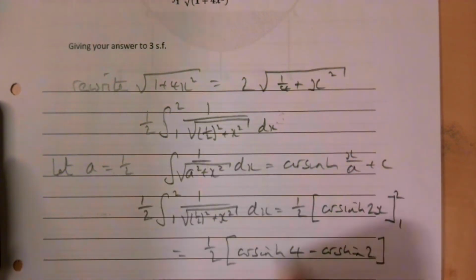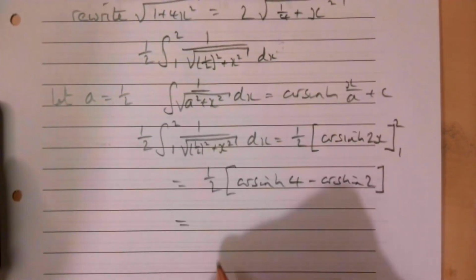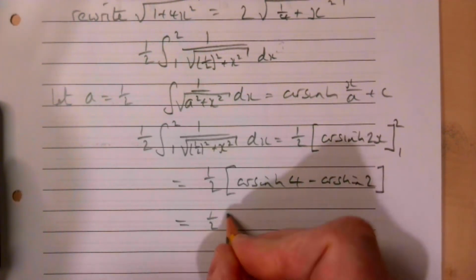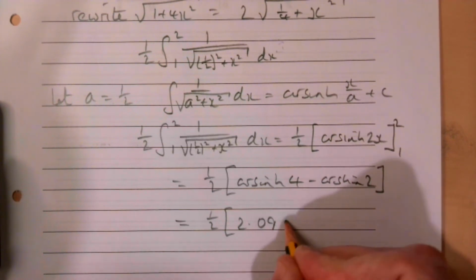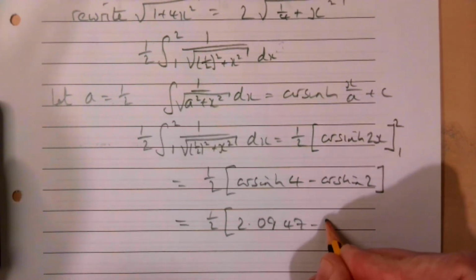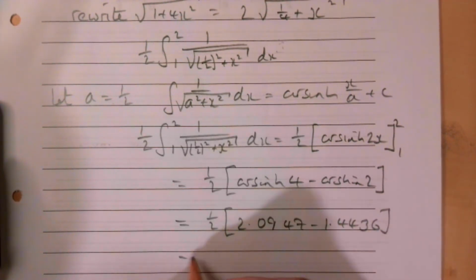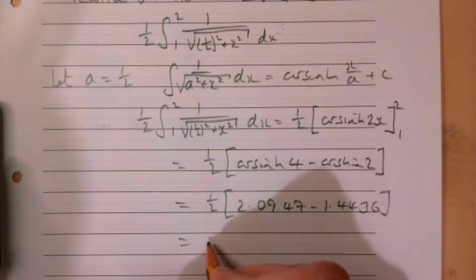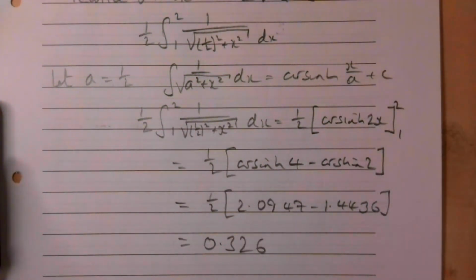Again, with these I'm sure there's some fancy ln answer, but luckily we're told to give it with 3 significant figures. Into your calculator, 2.0947 minus 1.4436 gives us 0.326.